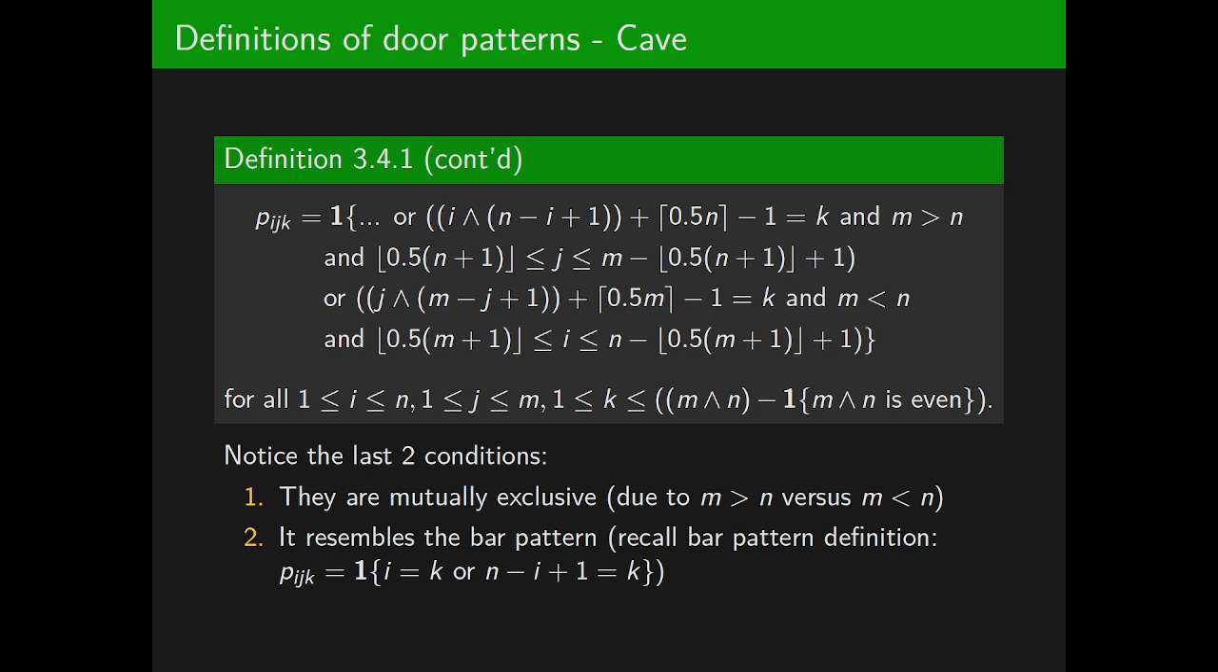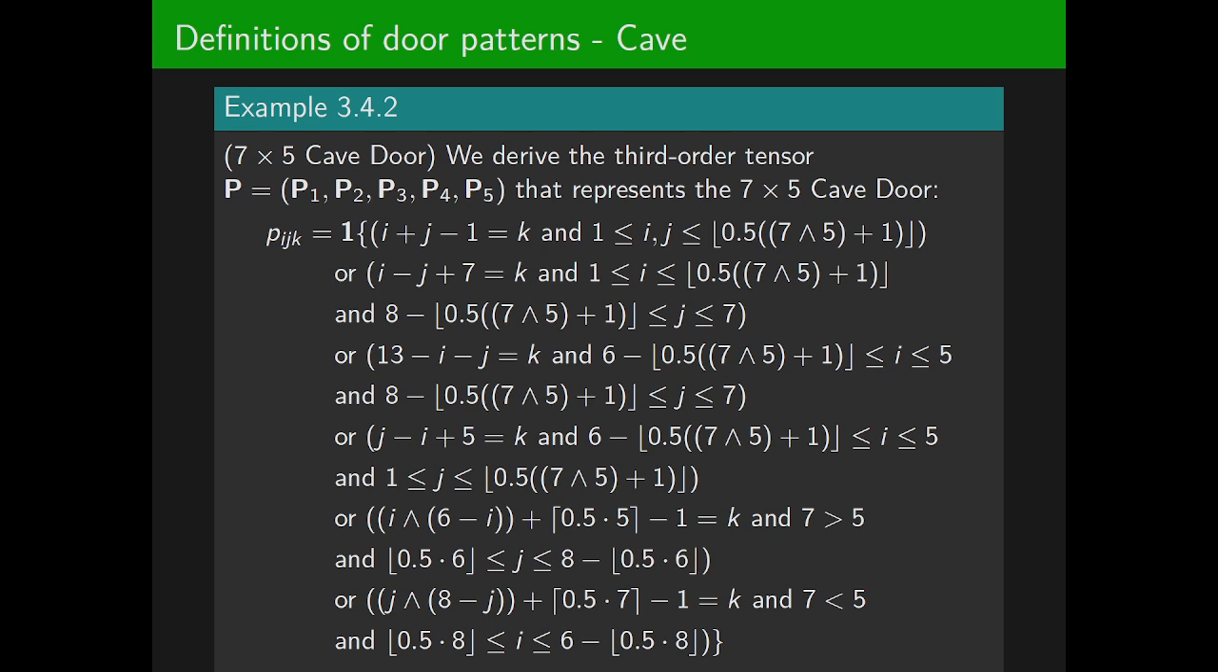And if you recall, the bar pattern has I equals k or n minus I plus 1 equals k. And here we really see that resemblance as well. Because guess what? The bar pattern can also be replaced with the minimum of I and n minus I plus 1, actually. I just don't use that there. But here, I have to use it for reducing complexity. But then it just adds a ceiling of 0.5 and minus 1. Yeah, it's just a bunch of equality mess. So that's that.